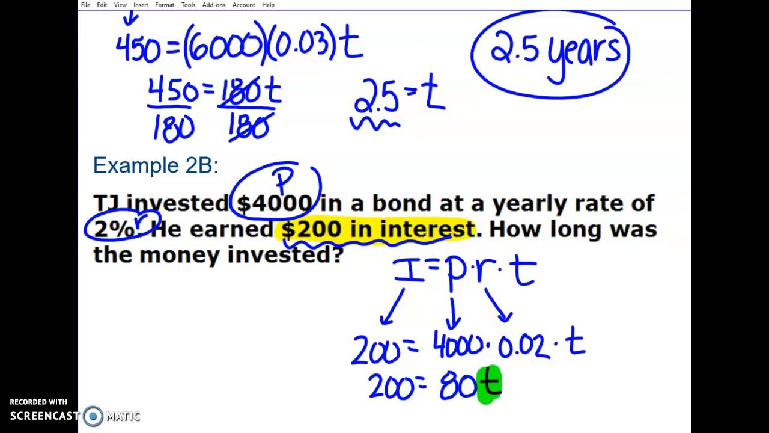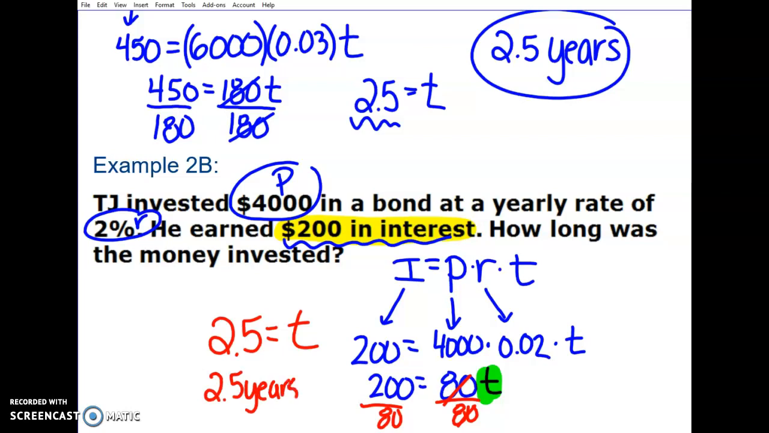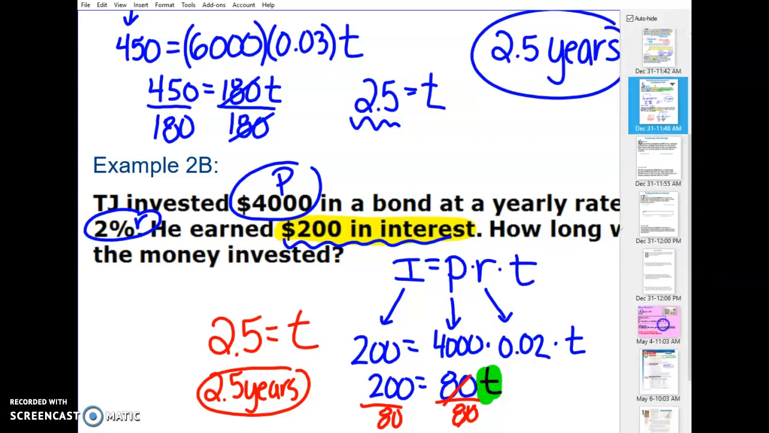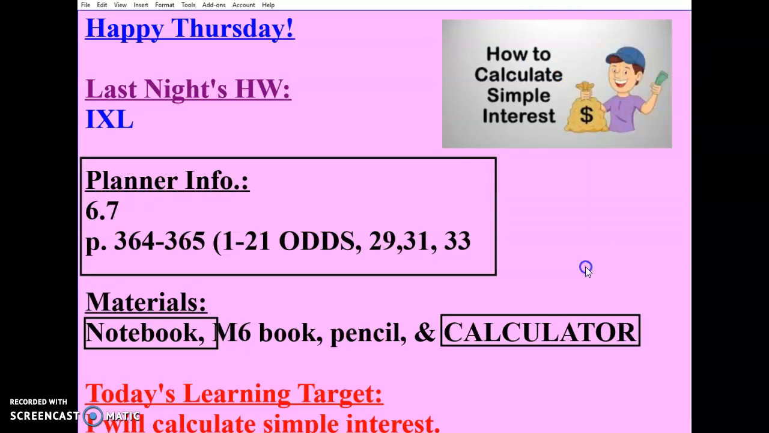To undo multiplying by 80 means I'm going to divide both sides by 80. When I divide 200 by 80, I get, oh my gosh, I get 2.5. So 2.5 is equal to my t. Once again, that stands for 2.5 years, the length of time that that loan was for.